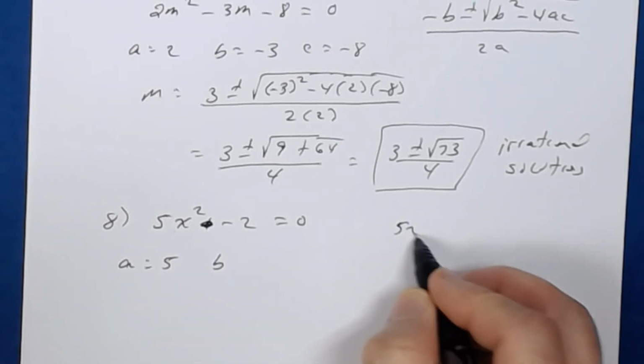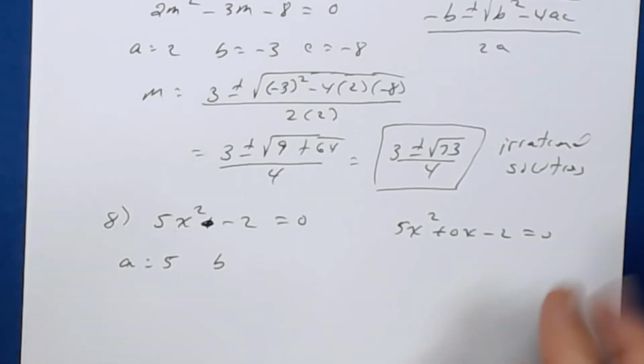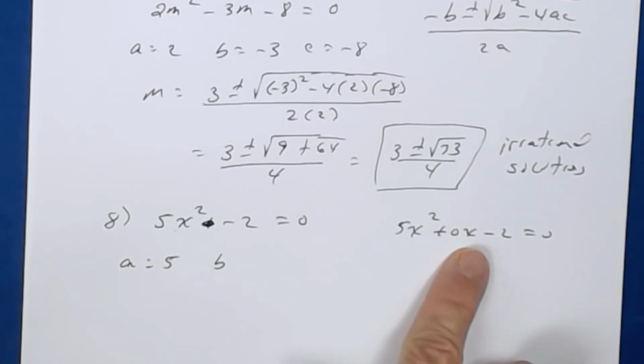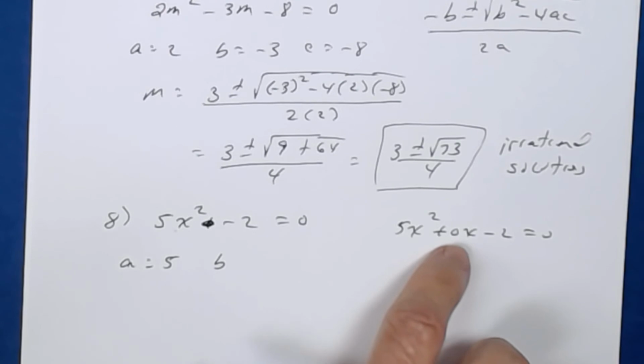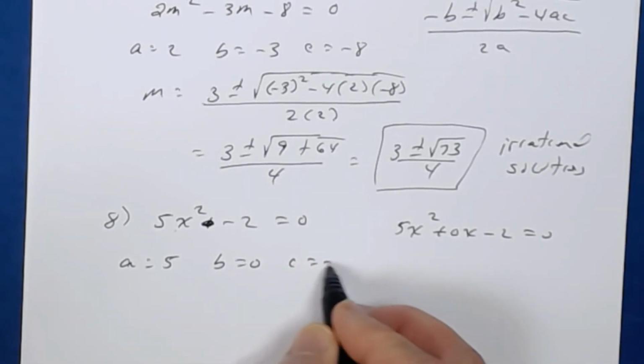I can write this as this, plus 0x minus 2 equals 0. Do you all see that that's the same thing as this? Because 0 times x is 0, right? So you get 5x squared minus 2. So what's the coefficient of x? Coefficient of x is 0. So B is 0. And then C is your constant.